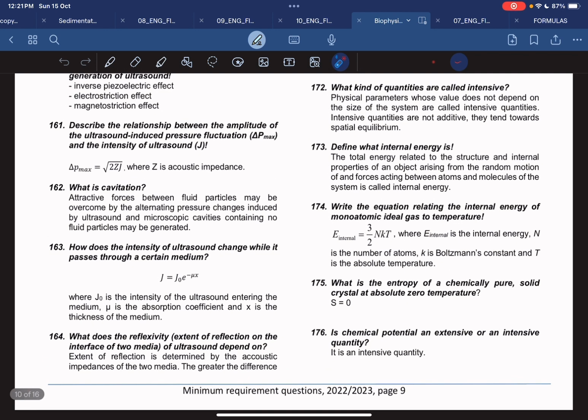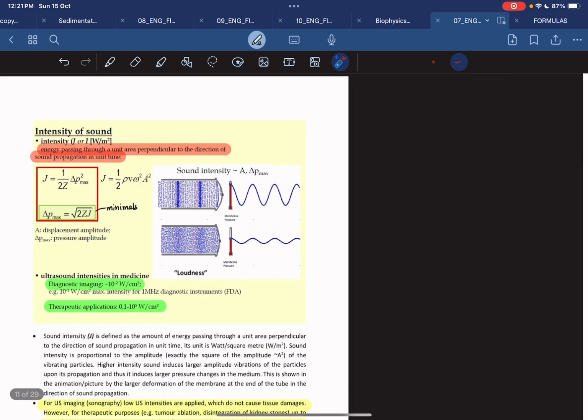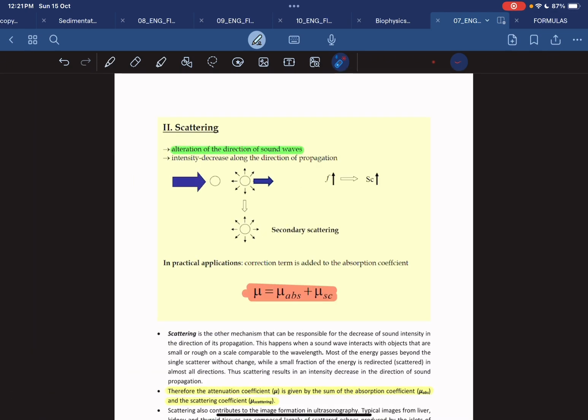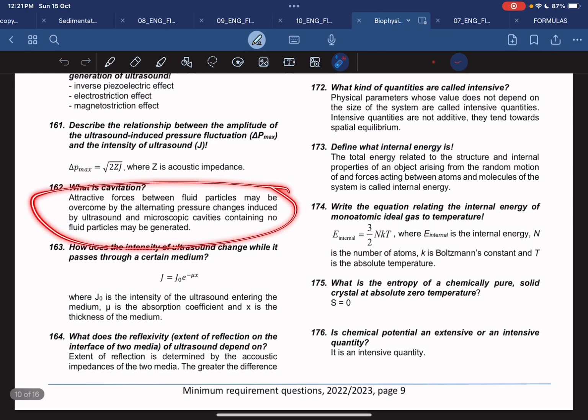What is cavitation? Attractive forces between fluid particles may be overcome by the alternating pressure changes. Oh, this is the last theory portion that you had to learn. Okay, so yeah, that was the last theory portion you had to learn. This is a simple question and answer. I hope you guys can do this by yourself.